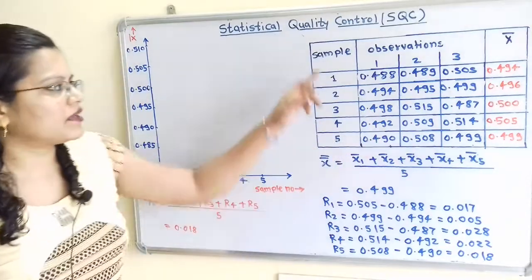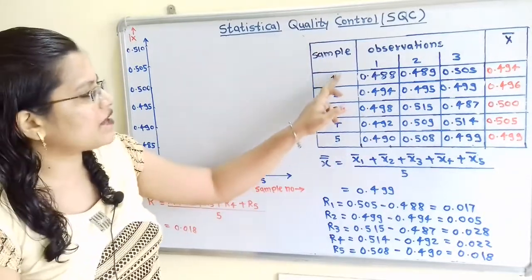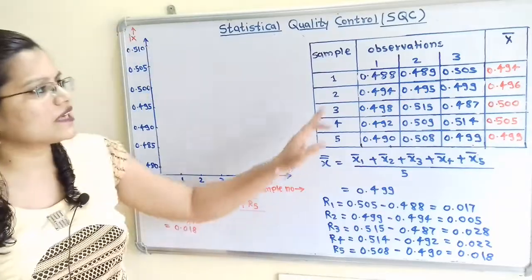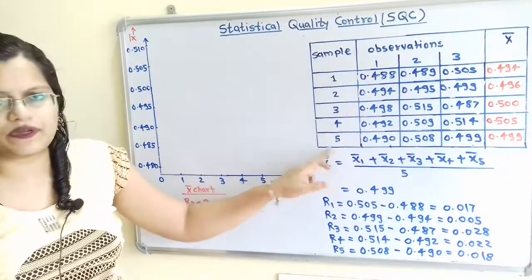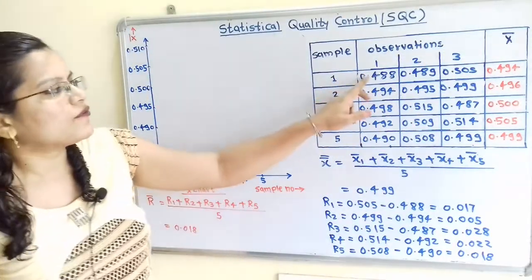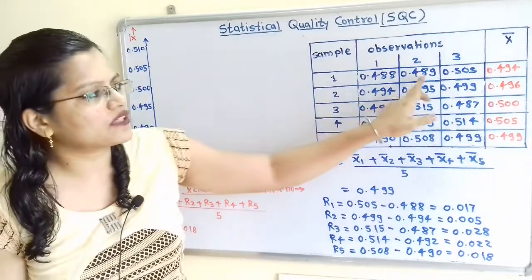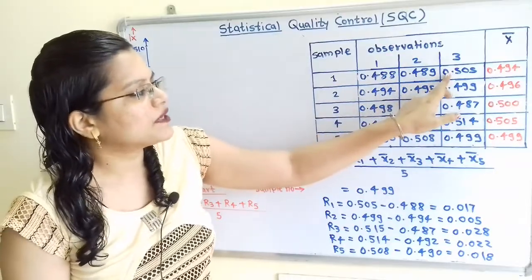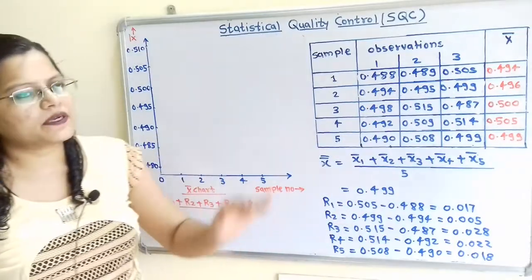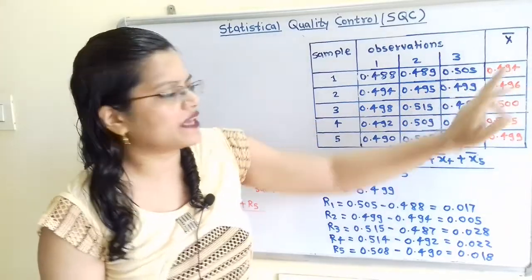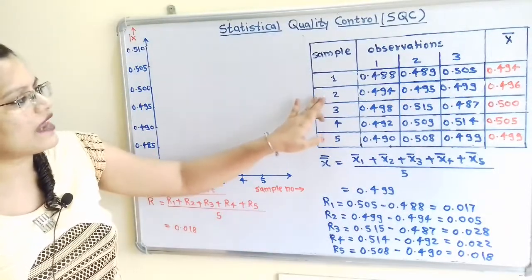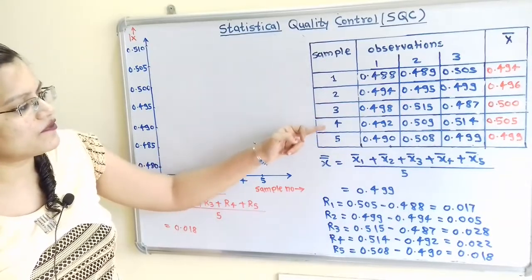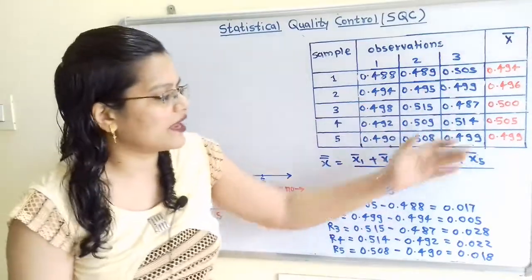This is the given table. There are 5 samples and for each sample there are 3 observations. So the first step is to calculate X bar for each sample. So how to calculate this? We have to add all these numbers for the 3 observations, that is 0.488 plus 0.489 plus 0.505 divided by 3. The answer is 0.494. In the same way, we have to calculate the value of X bar for the other samples, second, third, fourth and fifth, and here are the values.